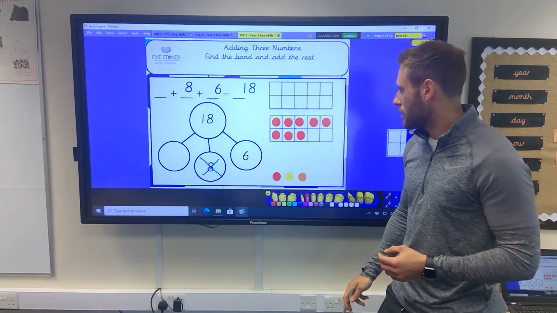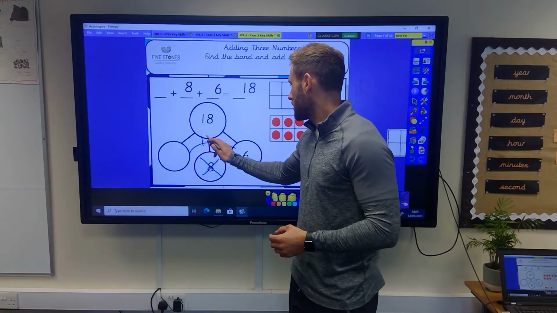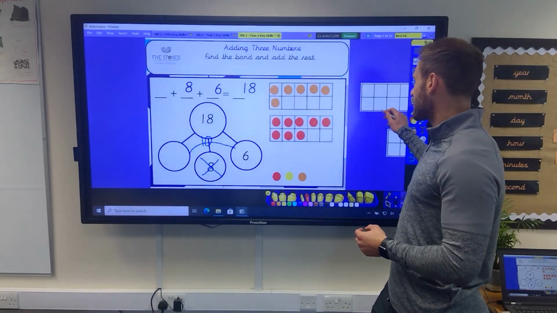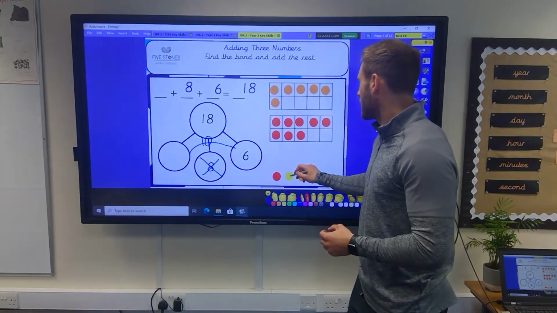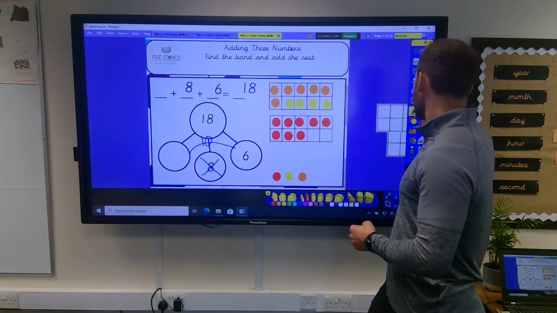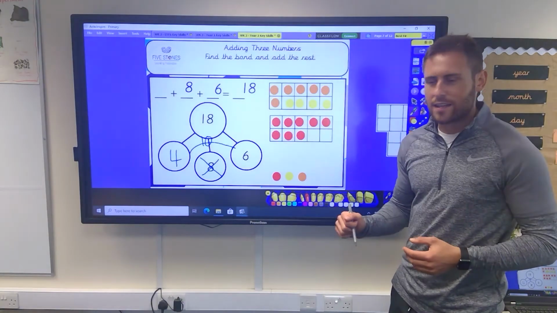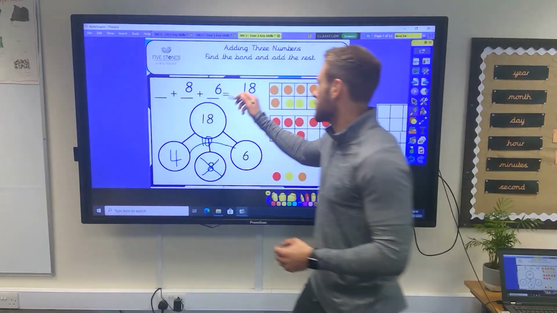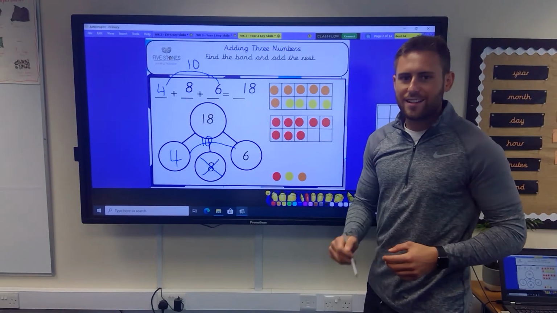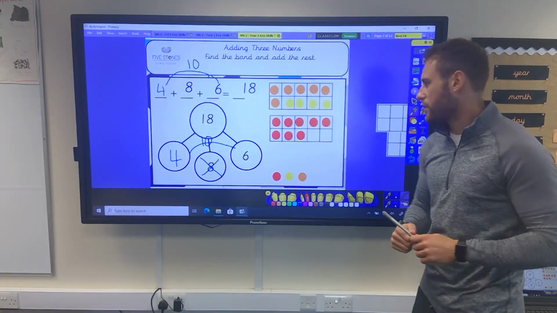So now, my 8 and my 8, what do I need if this was to make 10? What would I need? Let's have a little look. 6 and 1, 2, 3, 4. 6 and 4 gives us the 10 we need, and the 10 and the 8 gives us the 18 of the whole. So we needed 6 and 4. That's our bond of 10. 10 add 8 gives us our 18. Fantastic if you've managed to spot that one.